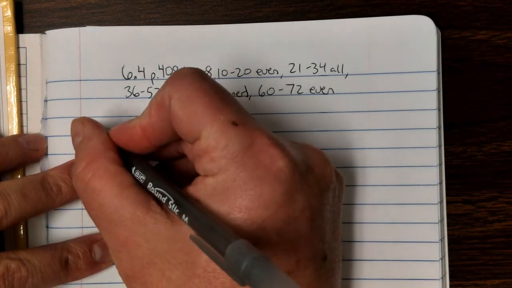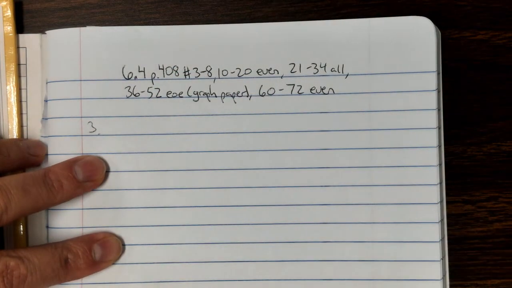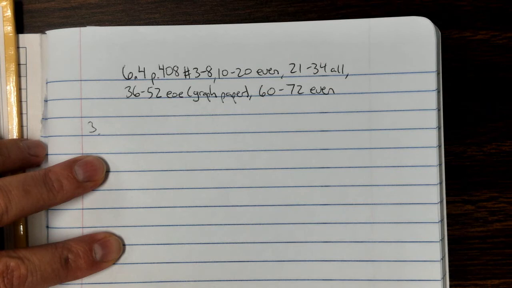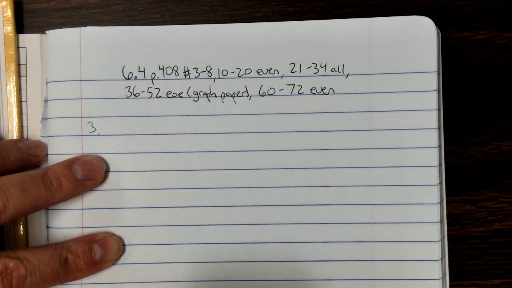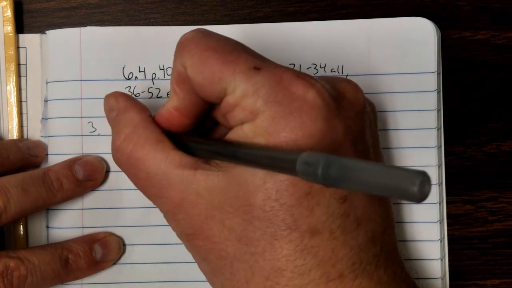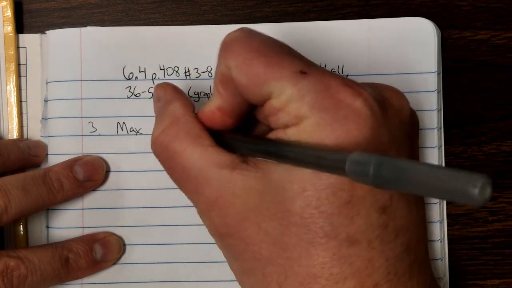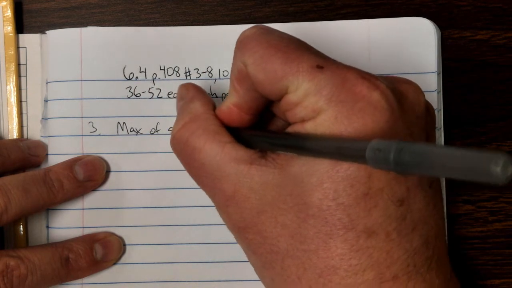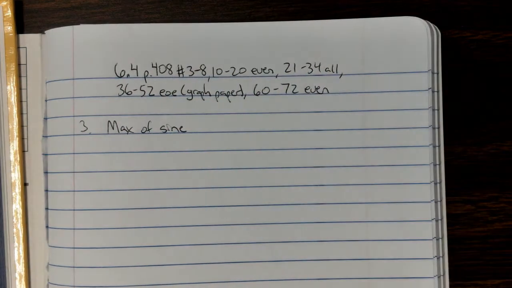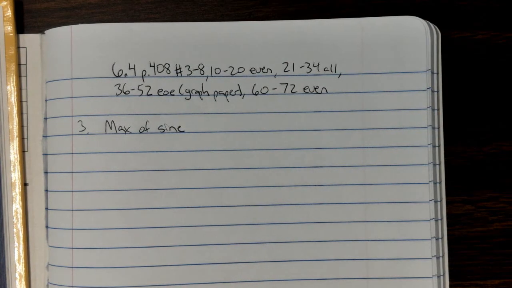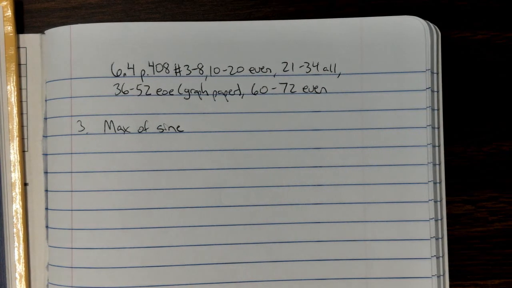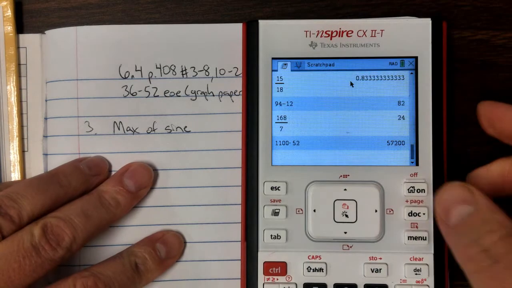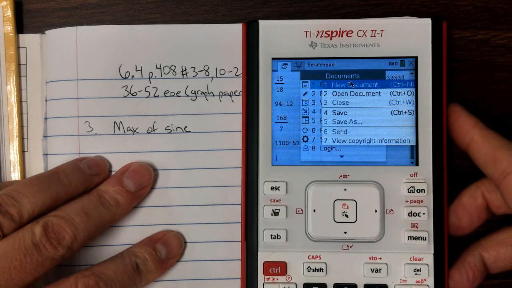Number 3 is our first one. This is in your vocab section, and it's asking what the maximum of sine is. The first thing you need to remember when you're on your calculator graphing is that you need to be in radian mode, not degree mode.